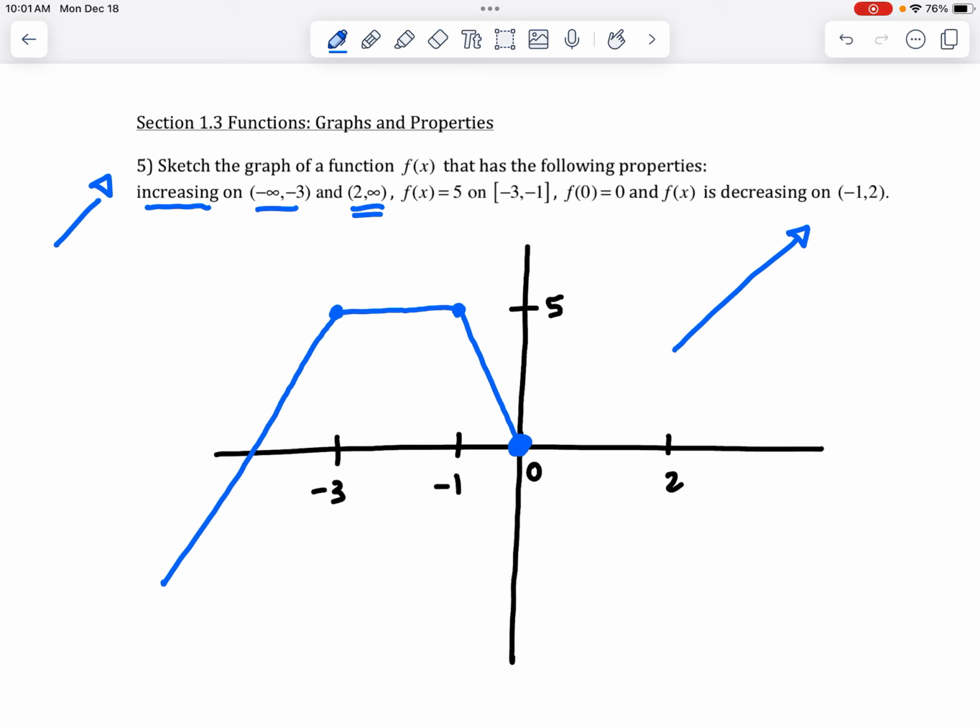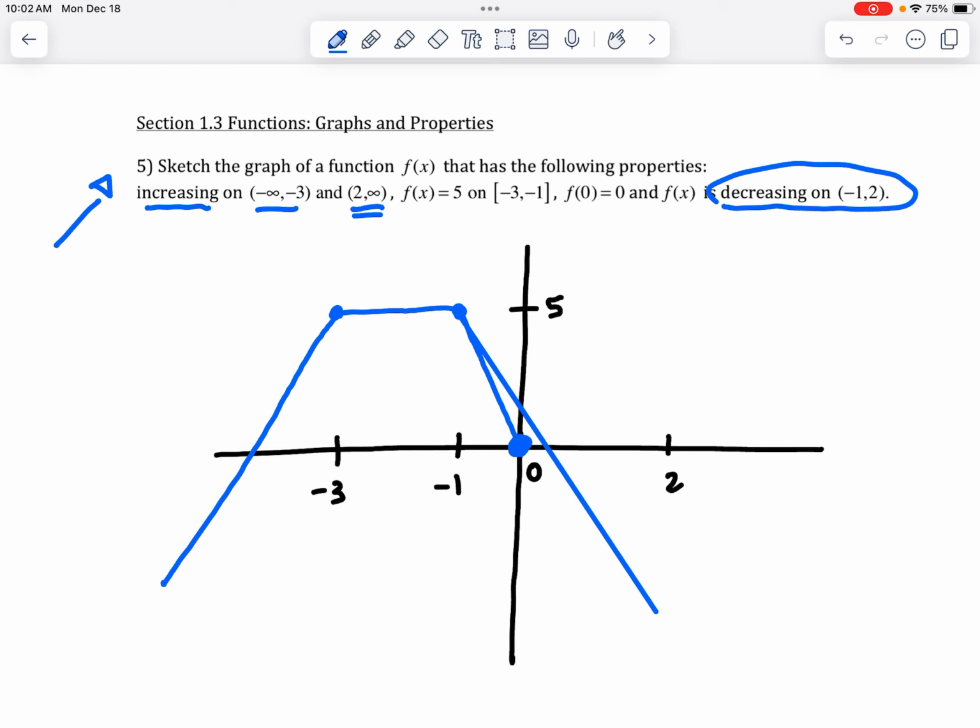And it also has to be decreasing from -1 to 2. So from -1, so that was right here, until I get to 2. So basically this part all needs to be decreasing and decreasing and decreasing until I get to where x equals 2. So it turns out that I do have to move this arrow, and I need to connect it so that it is like this.